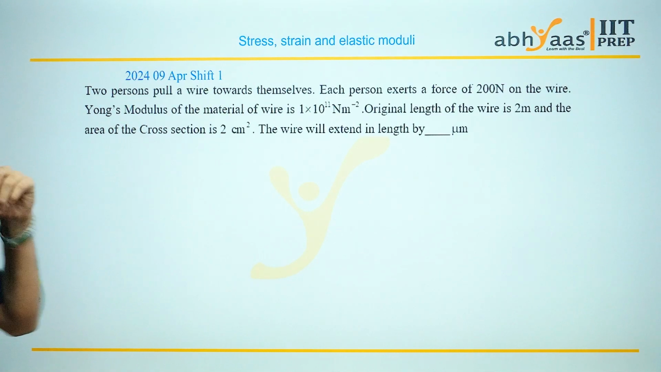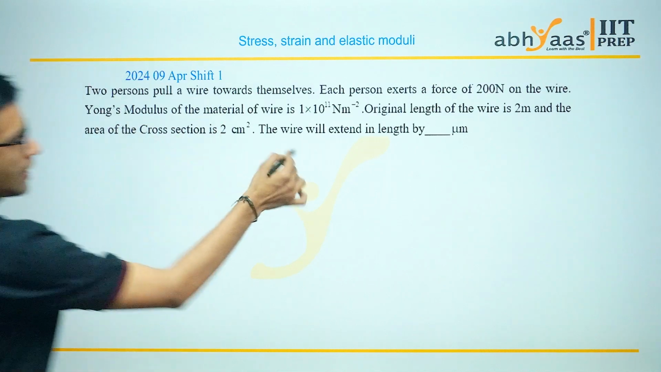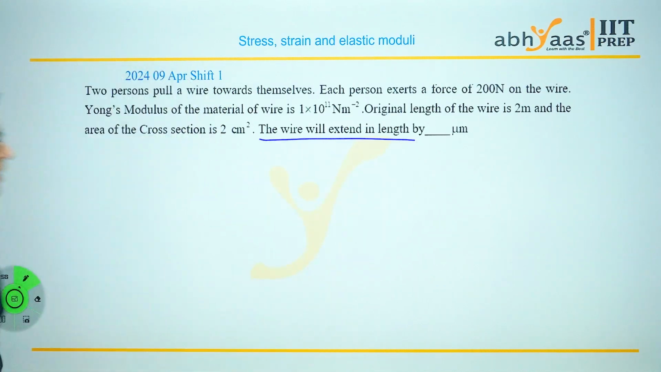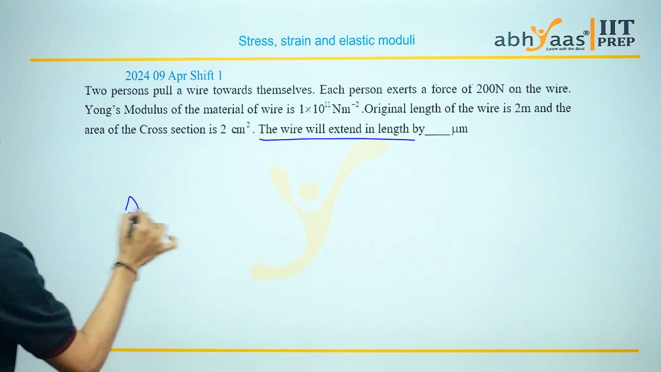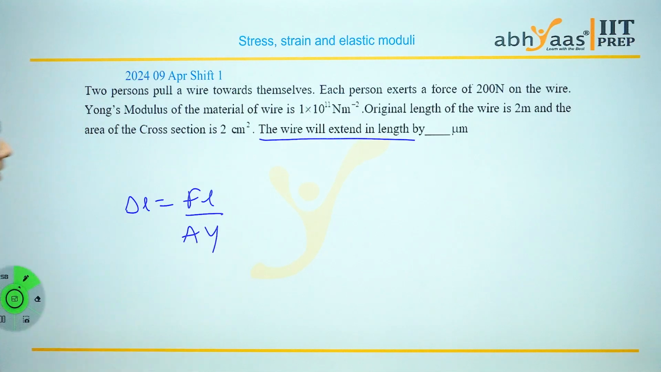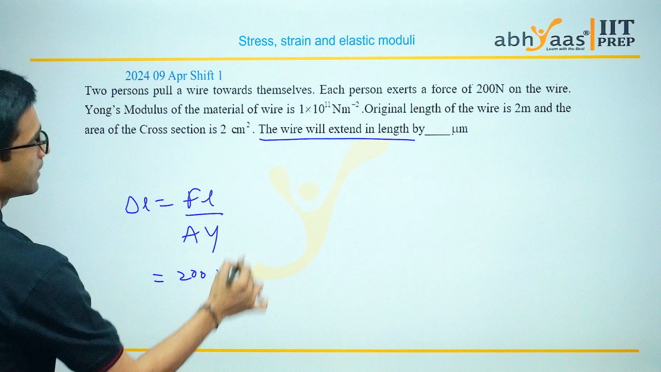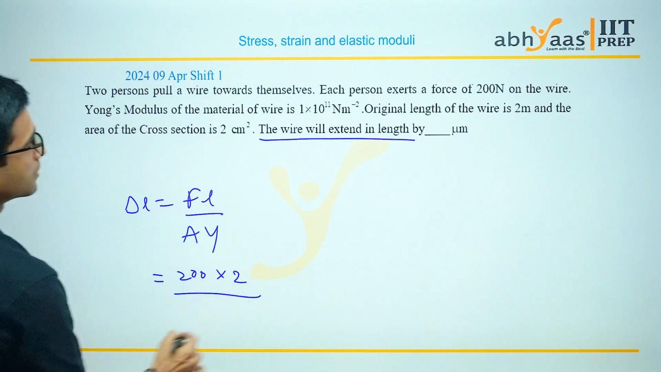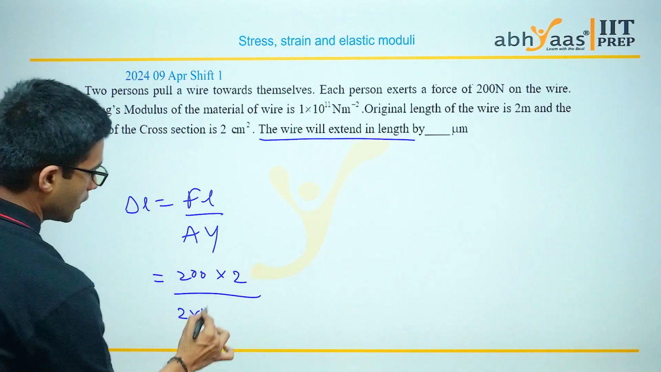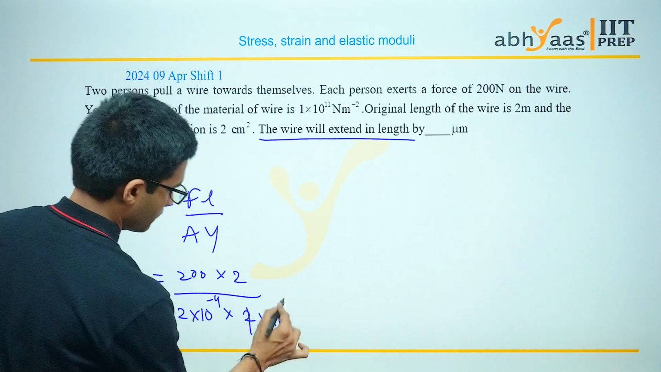Two persons are pulling. The force is 200 newtons. What you have to calculate is delta L. Young's modulus is given, original length is given, area is given. Delta L equals FL by AY. Here F is given, 200, into length, given as 2 meters. Area is given as 2 into 10 power of minus 4. Young's modulus is 1 into 10 power 11.